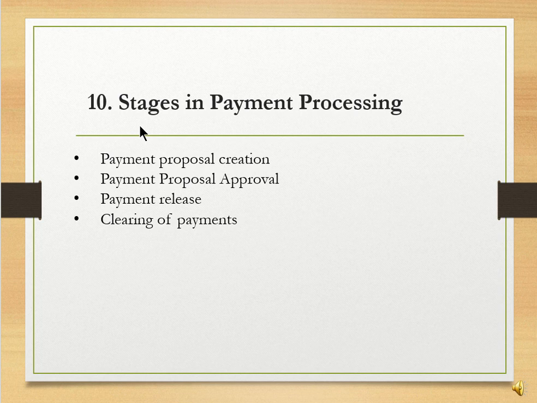The next question is stages in the payment processing. What are the stages? First, we do the payment proposal. Basically, when we do the payment proposal, we send that proposal to the treasury or the head of finance for approval. Here they will see how much they are going to pay for this week or for that particular timeline, and they will approve it for payment, and then we release the payment and we do the clearing of payments in the vendor books.